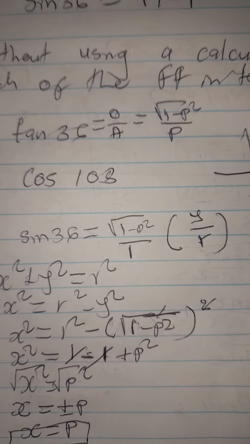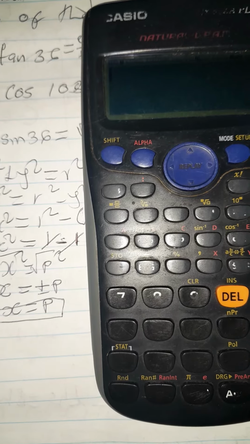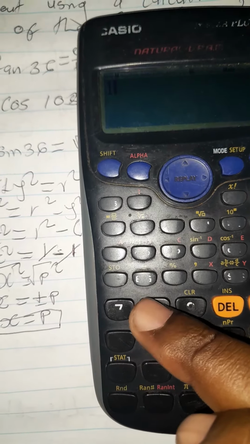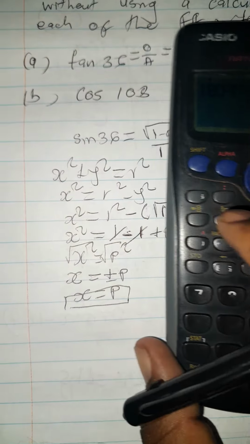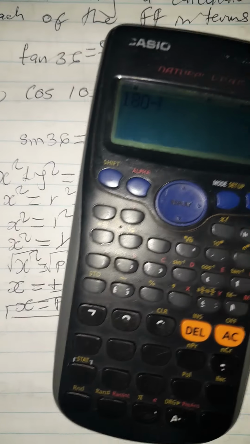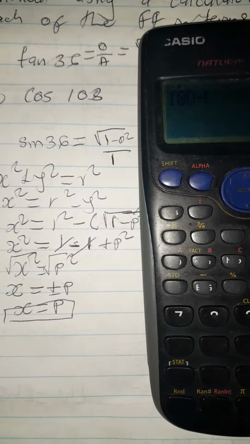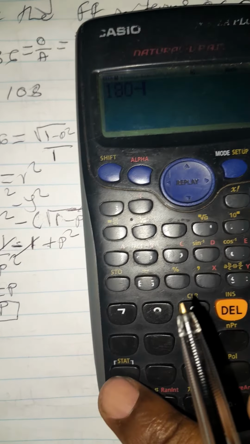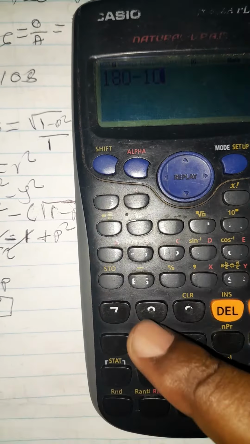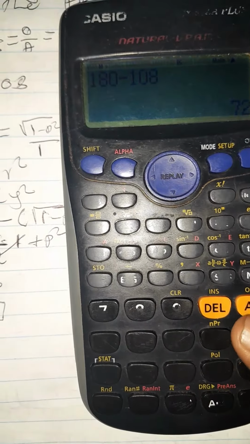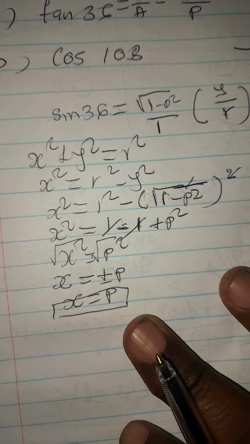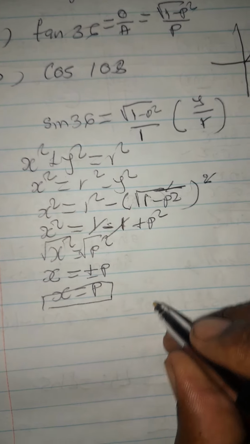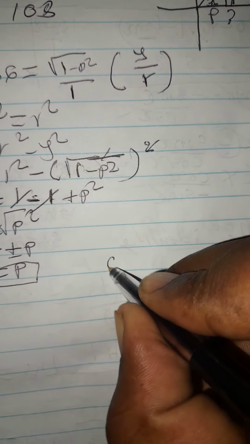Let me take my calculator so that we can reduce 108. Since it's 108, the closest function value that we can subtract from is 180. So we are going to say 180 minus 108. So it's going to be 72. Right, that's B. Okay, that will be cos 72.